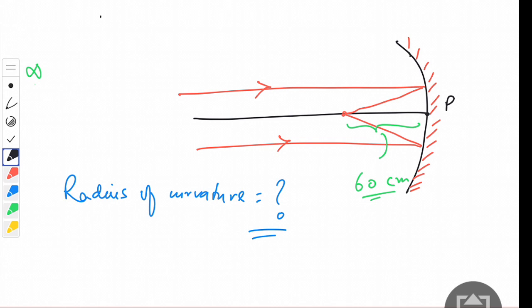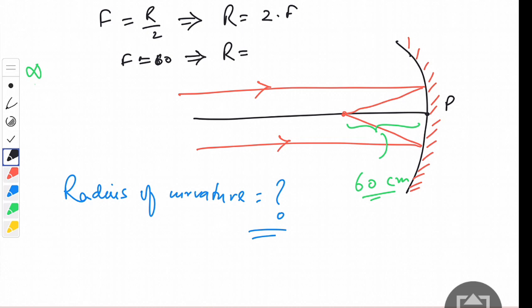We said that the focal length is equal to R by 2, right? Which implies that R is equal to 2 into f. Here f is 60 centimeters. f is equal to 60, right? So this implies that R is equal to 120.